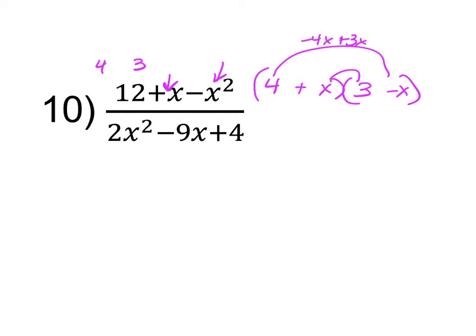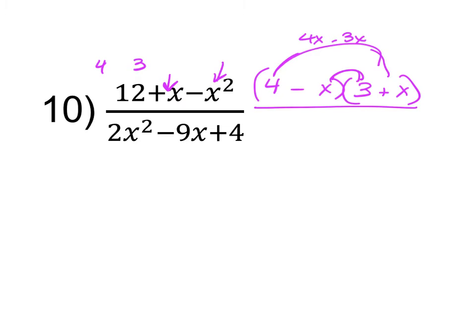So my numbers are right, but my signs are wrong. So I would switch. Make this the minus, this the plus. Now I get positive 4x minus 3x, and that gives me the x in the middle. So my numerator is that, 4 minus x and 3 plus x.